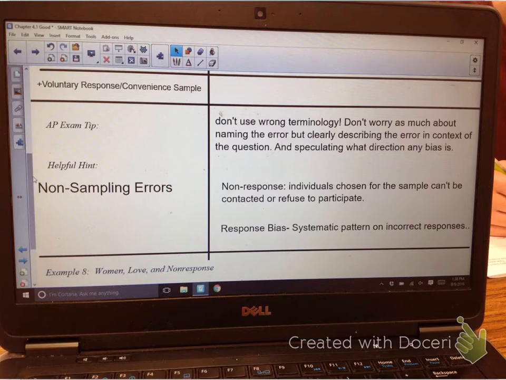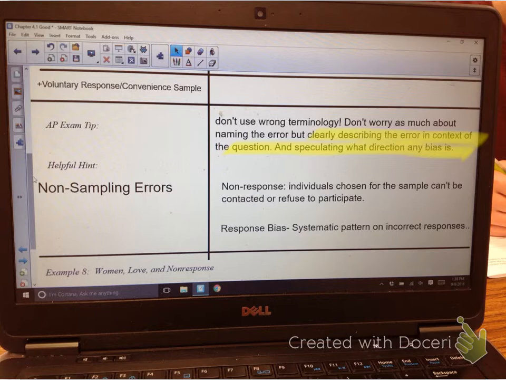An AP exam tip, make sure you stop and pause this and write this down. I will explain it though here first. Don't use the wrong terminology. For example, if I start talking about a voluntary response sample, and then I start talking about, well, it's when the person goes to the mall and asks questions. Well, that's actually a convenience sample. If you forget the terminology, just do a really good job clearly describing what's going on, the error in context. And then make sure, again, you speculate which direction the bias is.